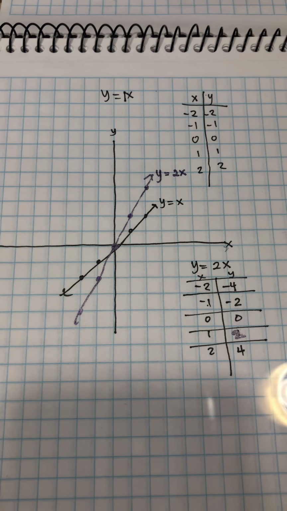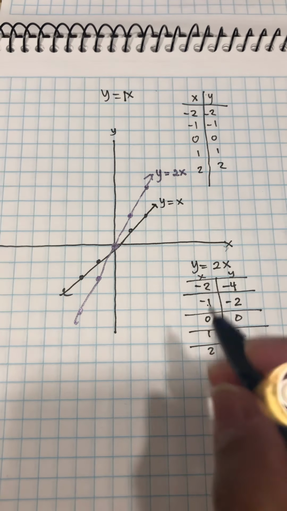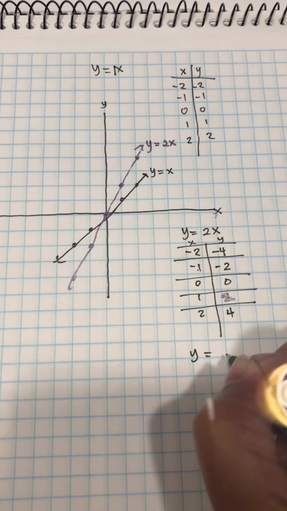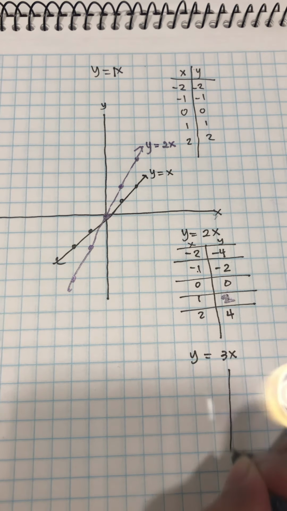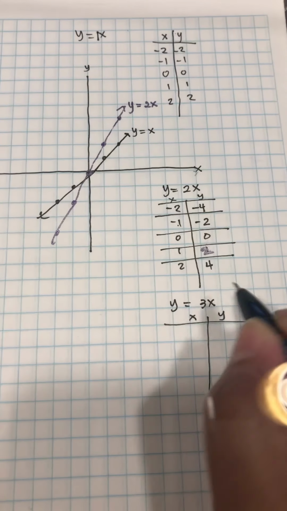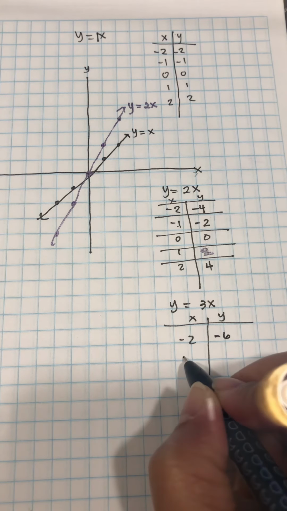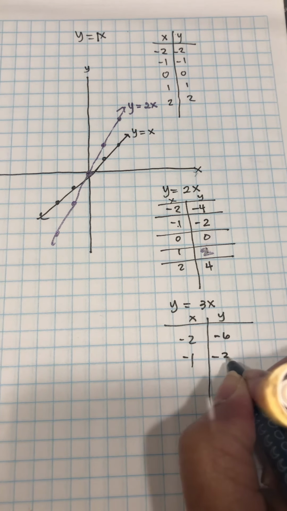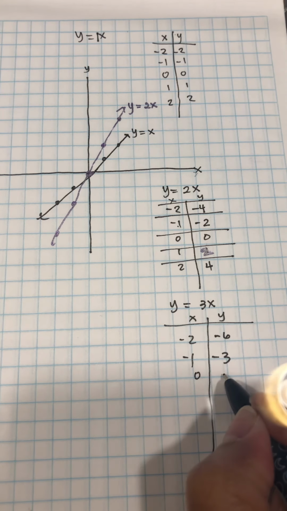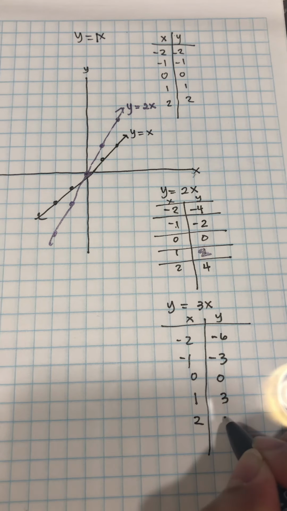Okay, so what is common between the two lines? Yes, they all pass through 0, 0. So let's try another multiplication pattern here. Let's see, y equals 3x. Do you think this will pass through 0, 0 again? So let's find out. We have -2, 3 times -2 is -6. 3 times -1 is -3. 3 times 0 is 0. 3 times 1 is 3. 3 times 2 is 6.